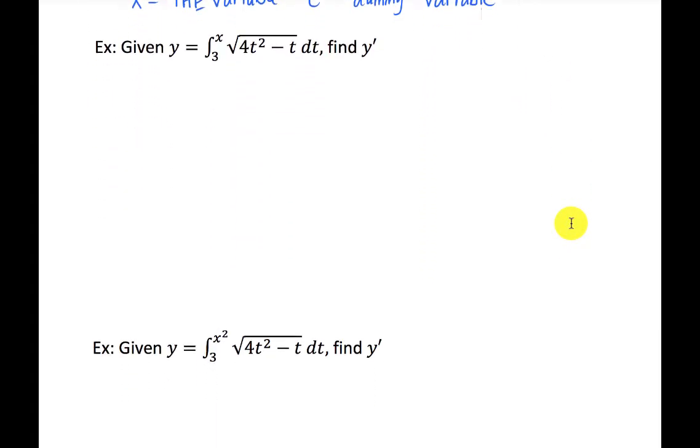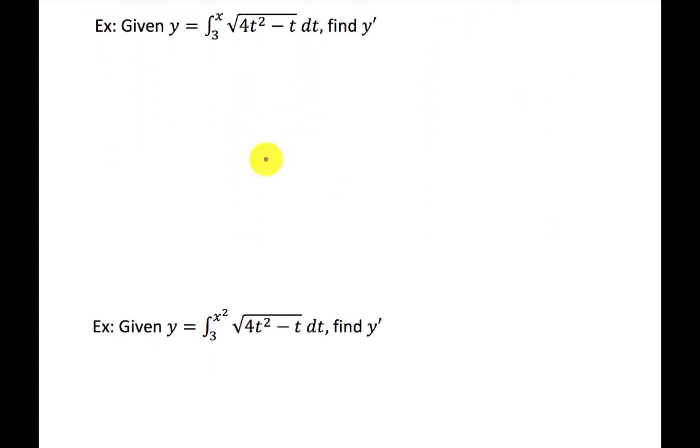If you're given y equals the integral from 3 to x of the square root of 4t squared minus t, and we want to find the derivative of that function, it's pretty simple. You just replace the t's with an x, and that's it. That is y prime.